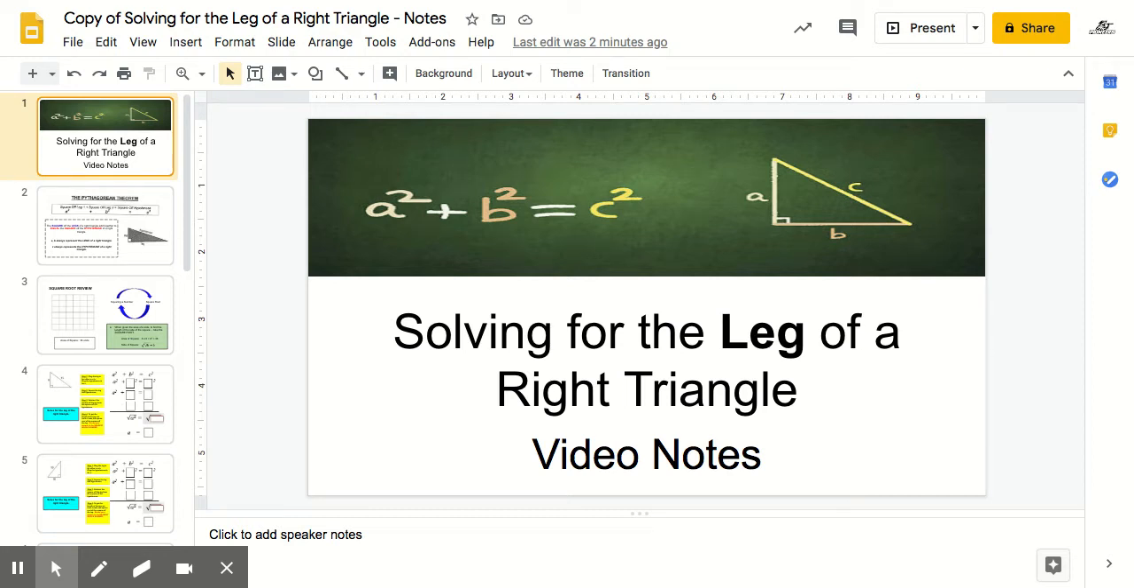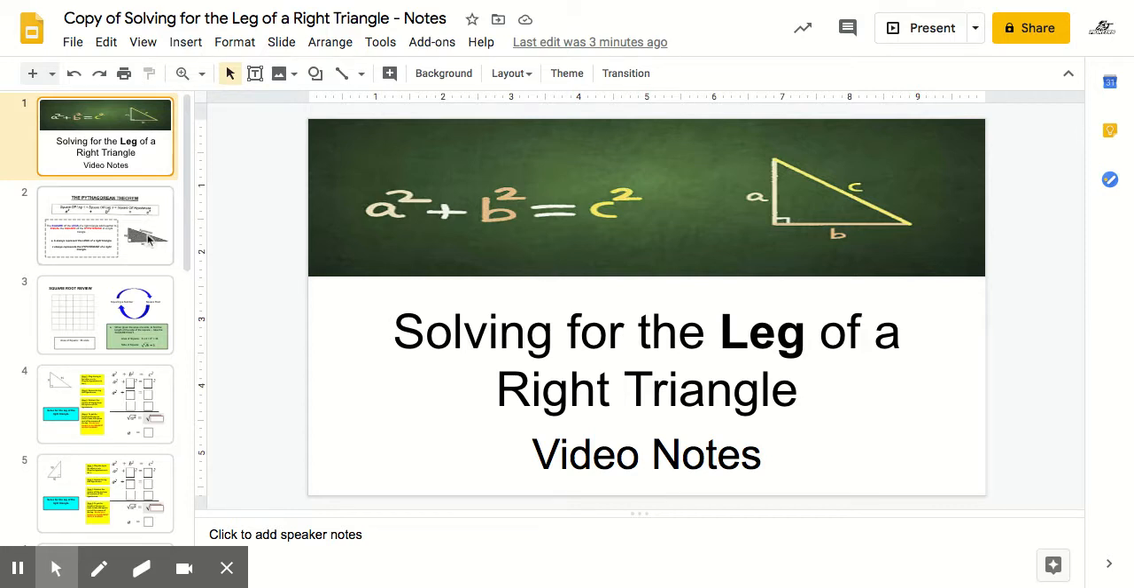Hey 7X, today we are actually going to really get into using the Pythagorean theorem. The Pythagorean theorem is used to find the missing side lengths of a triangle. Sometimes we're going to have to find a leg of the triangle, other times we're going to have to find the hypotenuse of a triangle. I broke it down into a couple of different days. So today we're going to start with just solving for the leg of a right triangle.